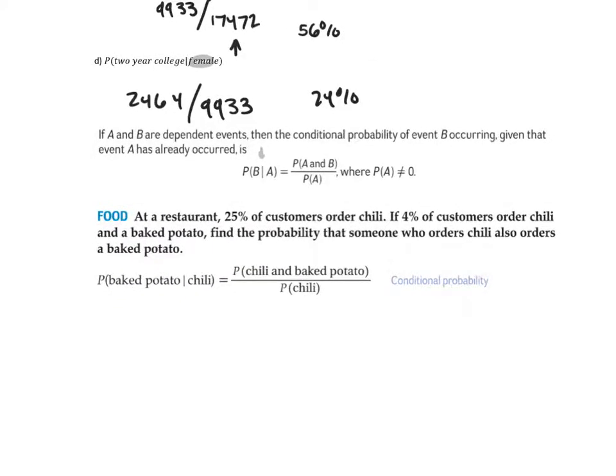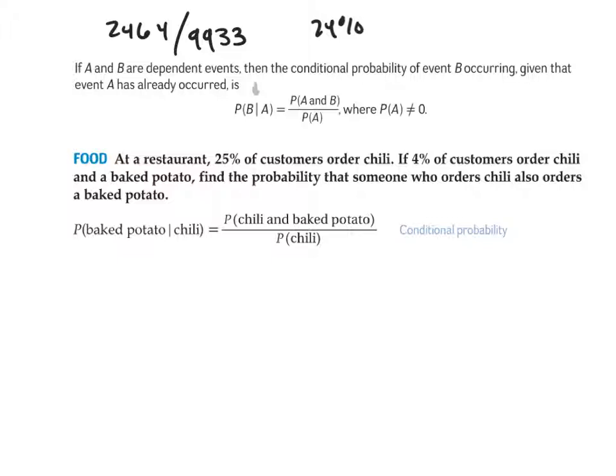So we're going to attempt one here. It says, at a restaurant, 25% of customers order chili. If 4% of customers order chili and a baked potato, find the probability that someone who orders chili also orders a baked potato. This is conditional probability because we're looking to see if somebody ordered a baked potato when they've already ordered chili. And so to do this formula, we're going to need to find the probability that someone ordered chili and a baked potato, and then divide that by the probability that someone just ordered chili all on their own.